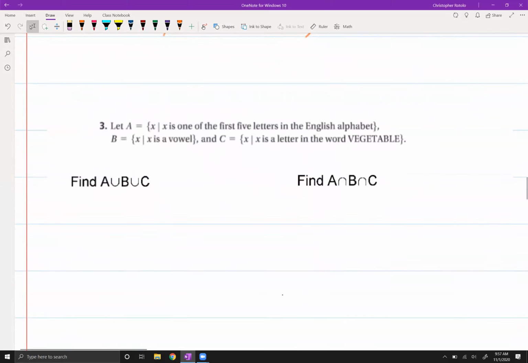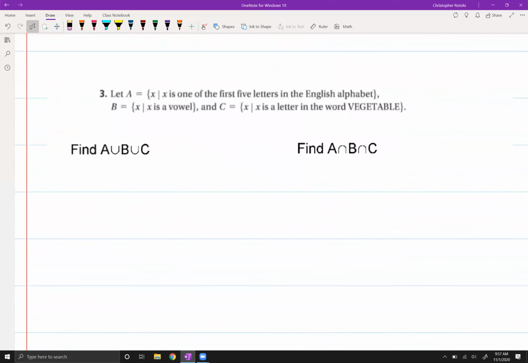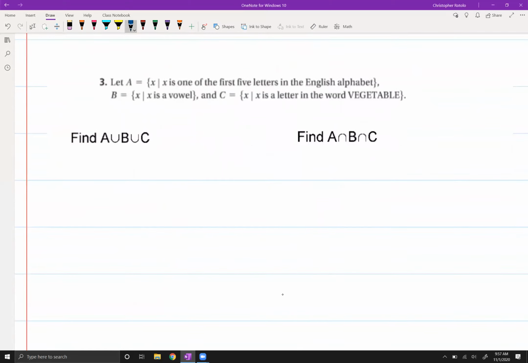All right, we can have more than one at a time. Okay, so we might say first 5 letters of the English alphabet: A, B, C, D, E, 1, 2, 3, 4, 5. Okay. B is a vowel: A, E, I, O, U. And vegetables all written out for us. Okay, so if I want a union, these aren't ones that are shared. That means I need all of them.